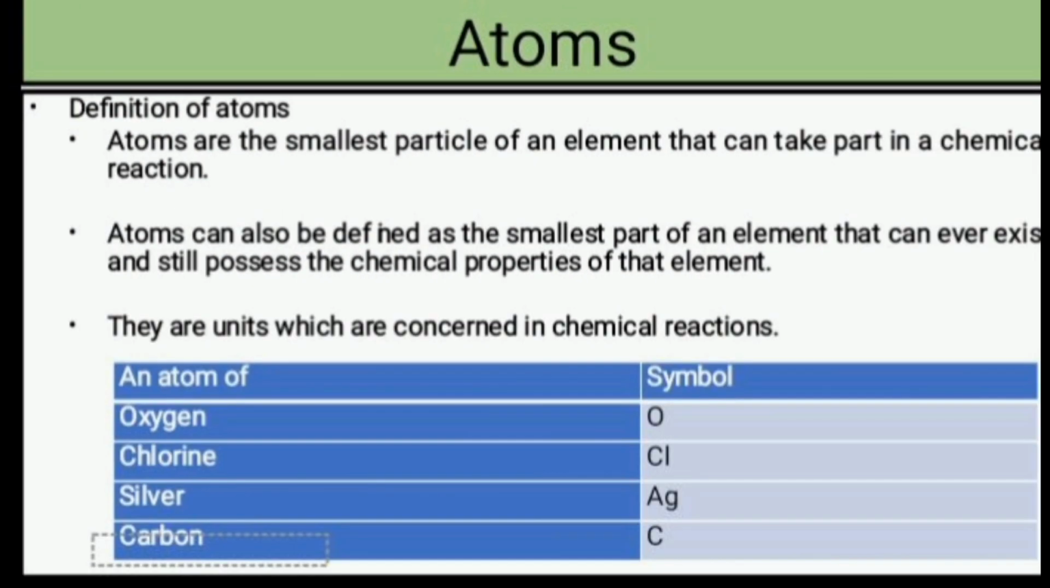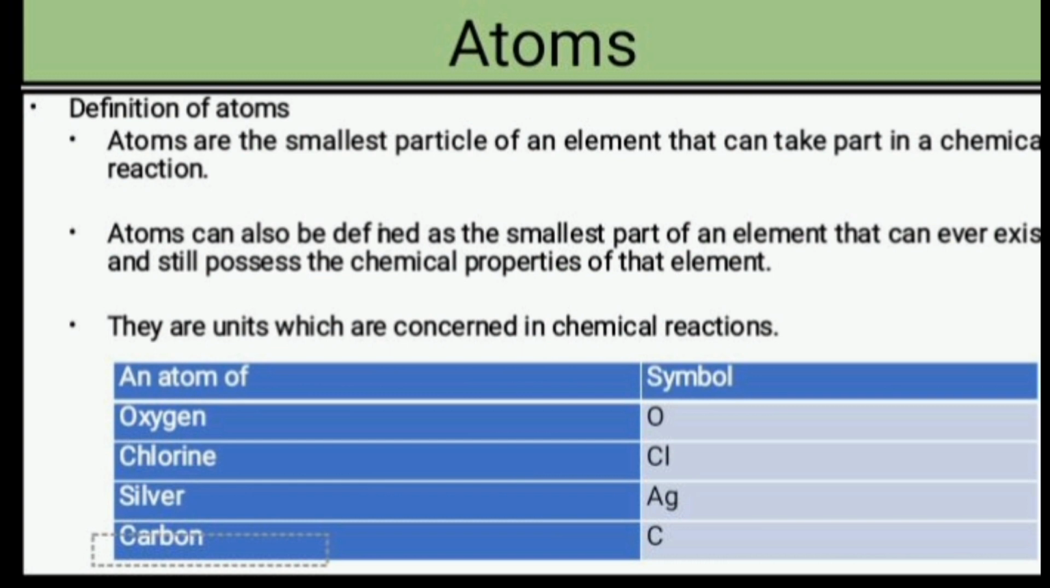Now, what is an atom? An atom is the smallest particle of an element that can take part in a chemical reaction. That is, the part of an element that can be involved in a reaction is known as what? Atom. Also, we can say an atom is the smallest part of an element that can ever exist and still possess the chemical properties of that element.